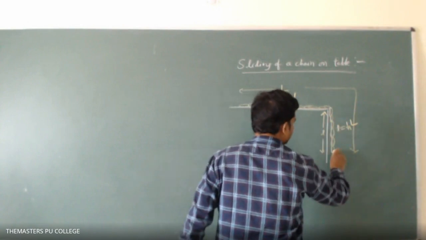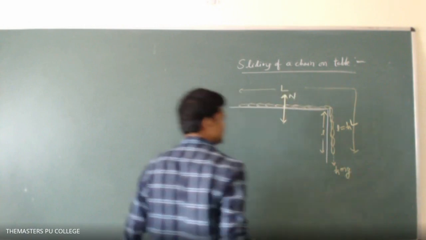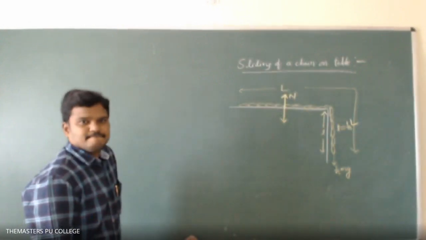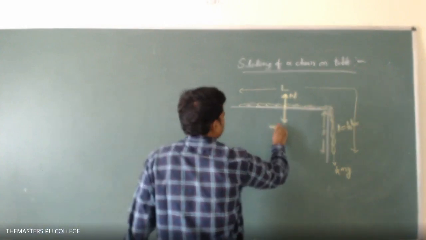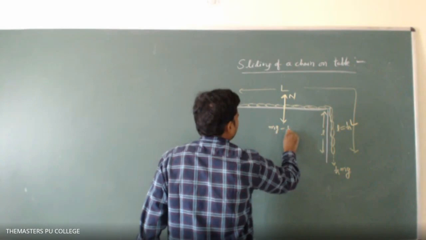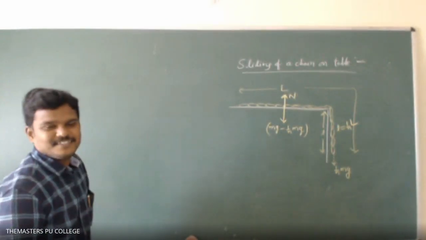Weight of this part is 1 by nth of mg. Are you following? Why is it 1 by nth of mg? Yes, sir, because it's 1 by n part of the total. Correct? And tell me what is this one? This is mg minus 1 by nth of mg. Are you following why I am writing this one? Yes, sir. Is it correct?